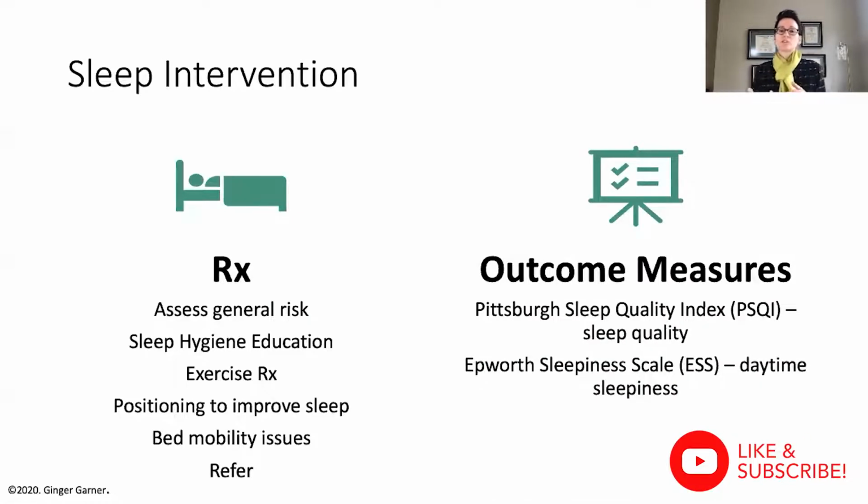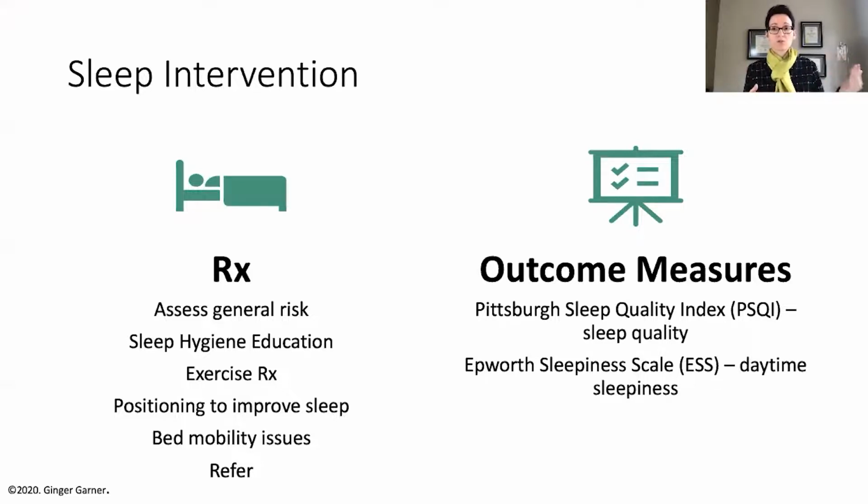For sleep intervention, the outcome measures that we're going to use are the PSQI and the ESS. For general sleep quality, a very generic screen, and then for daytime sleepiness. Your intervention is going to be to assess the general risk, ask those general questions that I gave you, go through sleep hygiene, which we have gone over and will continue to go over a little bit more, and get them to normalize their physical activity.